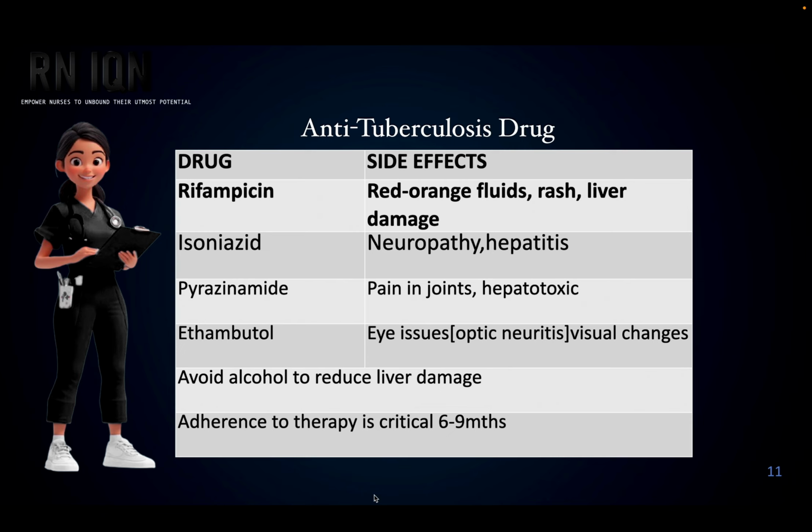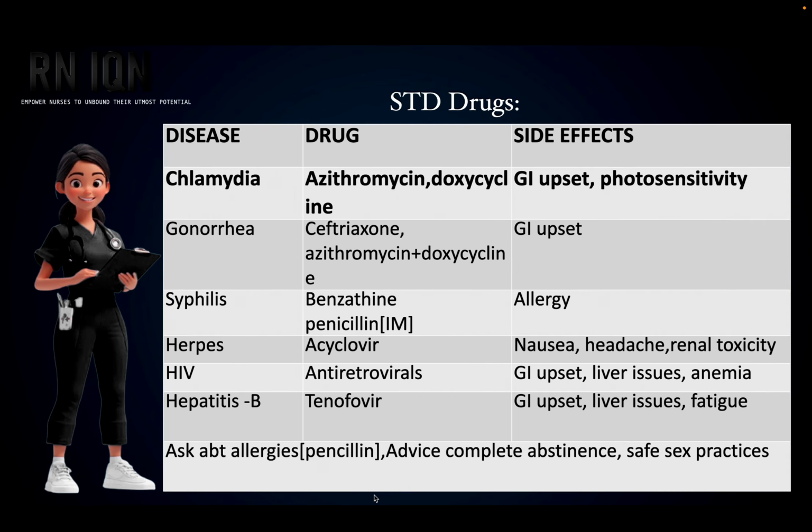Ethambutol, it's another tuberculosis drug. It may produce some kind of eye issues, that is optic neuritis, that is inflammation of the optic nerve. Let's see the sexually transmitted disease drugs, the medications we are using for them, and what are the common side effects. And we will see one by one.